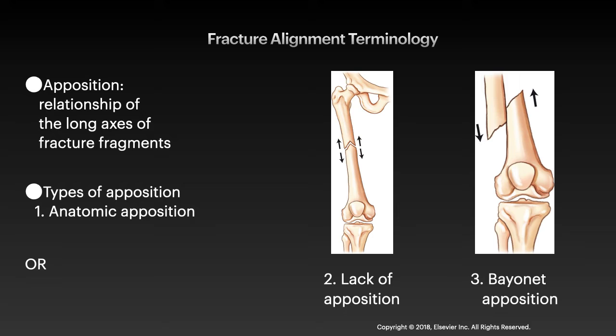Fracture alignment terminology. Apposition, relationship of the long axis of fracture fragments. Types of apposition. One is an anatomical apposition. Two is a lack of apposition. Three is a bayonet apposition.